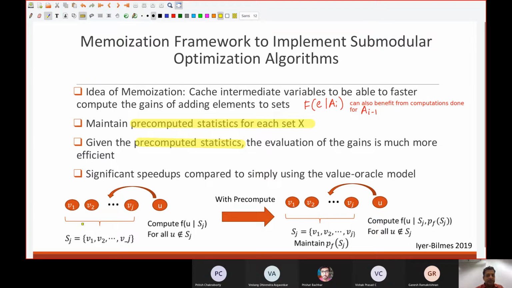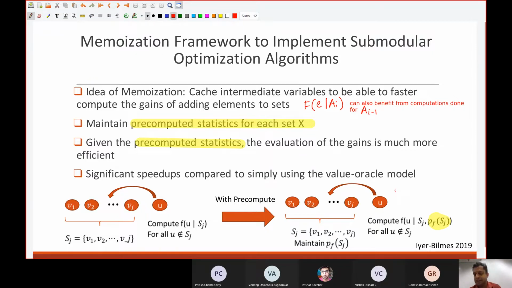So let's look at this, right? I have V1, V2, Vj, and I'm trying to add u to it, a new element I'm trying to add. f of u given Sj is what I wanted. Sj is this set. Now, what you do with pre-compute is, I won't just treat it as u given Sj. Instead, I'll say u given Sj, comma Pf Sj, which are some pre-computed statistics. I'm going to give you examples of what these pre-computed statistics are. Simplest case, right?